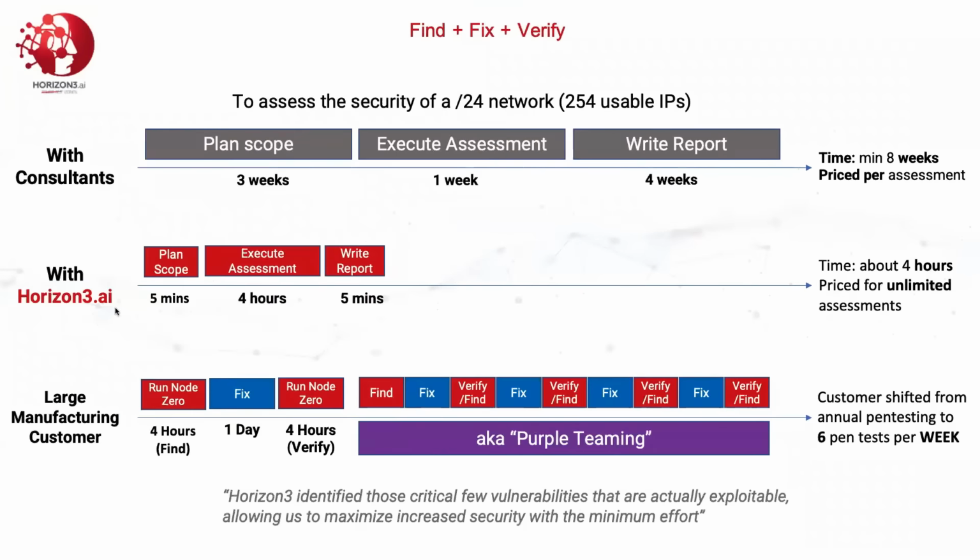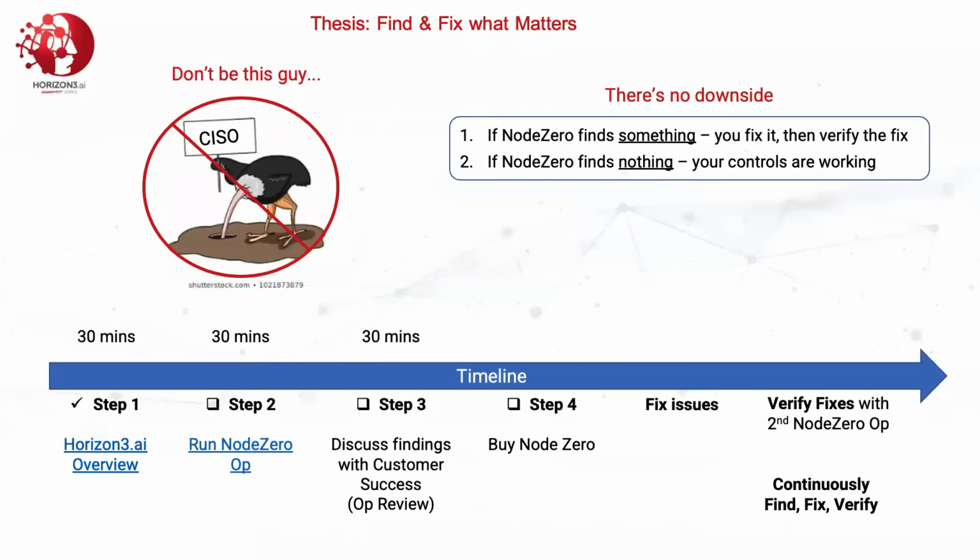So let me leave you with this. The first is this cultural shift of find, fix, verify allows you to shift from waterfall security to agile security. You're able to find these problems as soon as they're introduced into the environment, and you can quickly remediate them. And that maximizes your security posture and it minimizes your effort. And you're also focusing on what can actually be exploited versus just some arbitrary vulnerability that isn't a true threat to the environment. So our thesis: help you find and fix what matters.